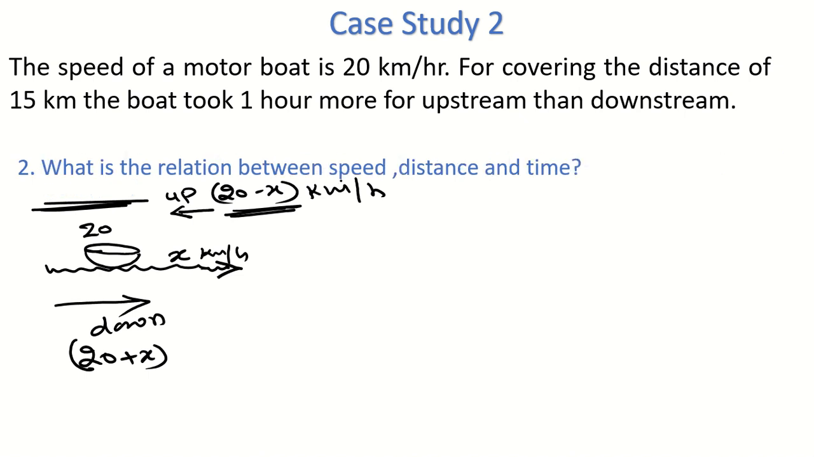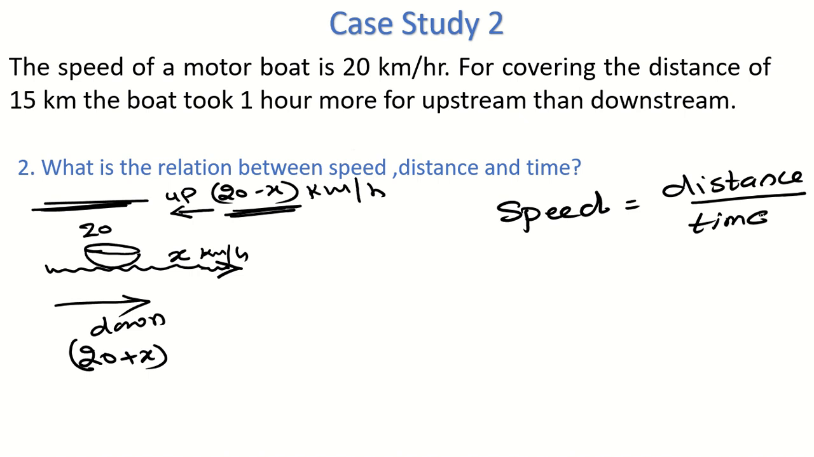What is the relation between speed, distance and time? Oh, this is the direct formula question. So according to the given option, what you can do here? You can write one basic formula, that is speed is equal to distance upon time. You just focus on one basic formula, okay?